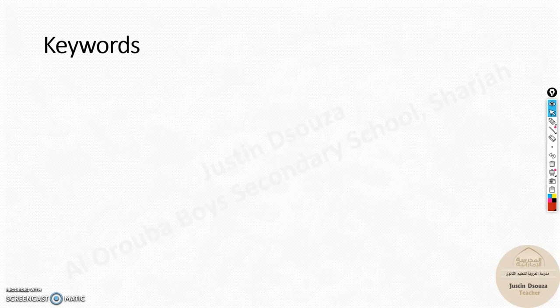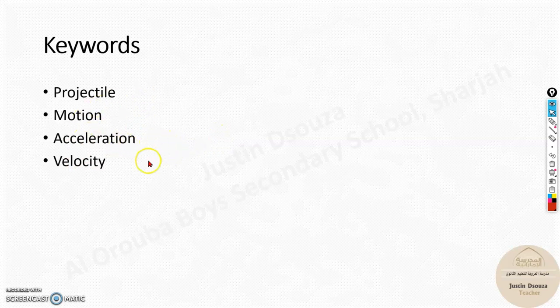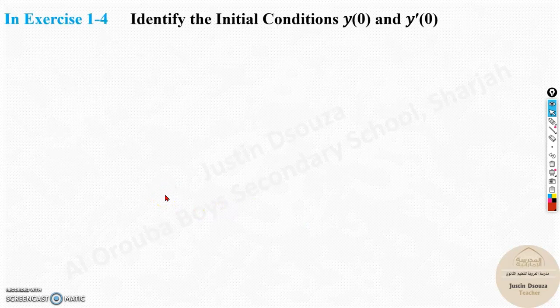The keywords you'll come across in this lesson are projectile, motion, acceleration, velocity. You might have come across a few of these already. Anyways, we will recall them as we continue in the coming sections. The first topic here is very basic: it is to identify initial conditions.